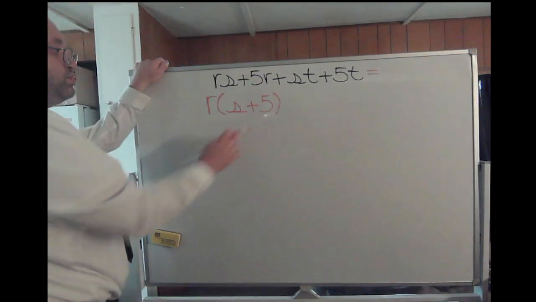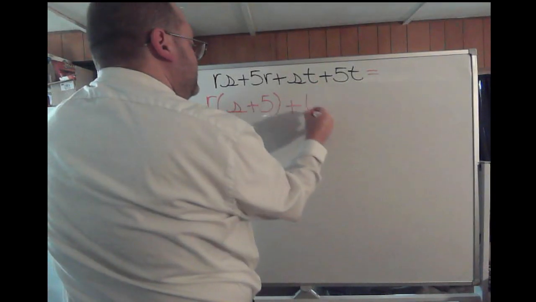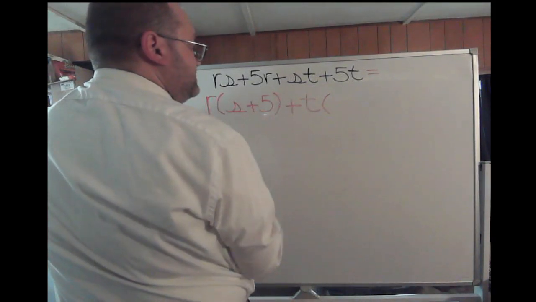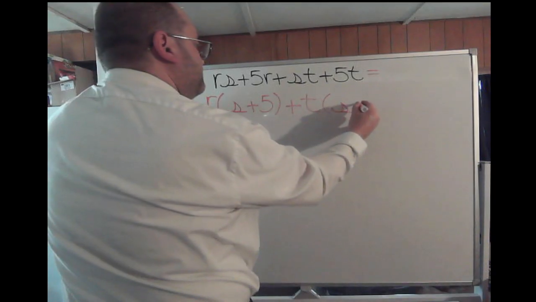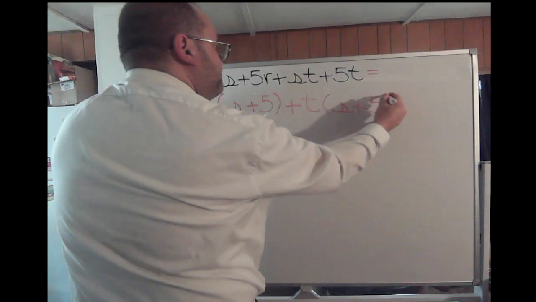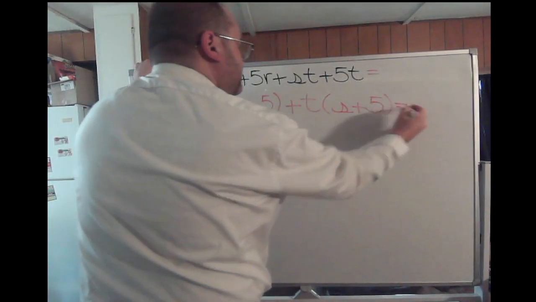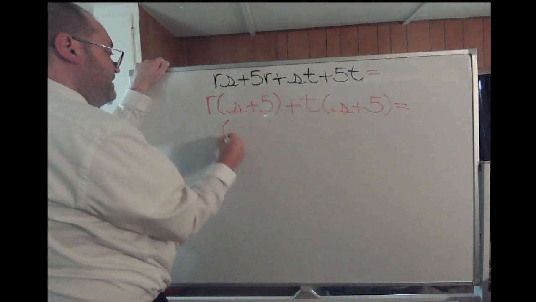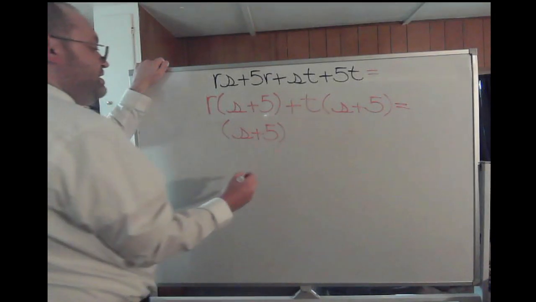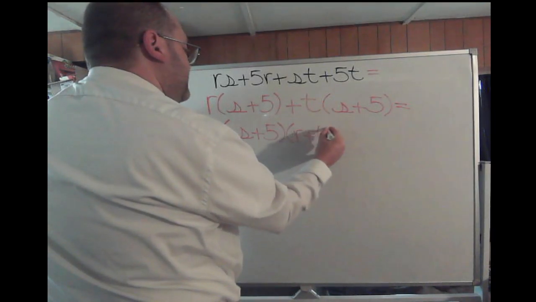So you get R times the quantity of S plus 5, plus the second two terms, you have a common T that'll factor out, times, alright, T times what equals ST? Well, that'd also be S, plus T times what equals 5T? Well, that'd be 5. So now you have two terms with a common factor of S plus 5. So we'll factor out the S plus 5. And then that'll leave you with the quantity of R plus T for your second factor.